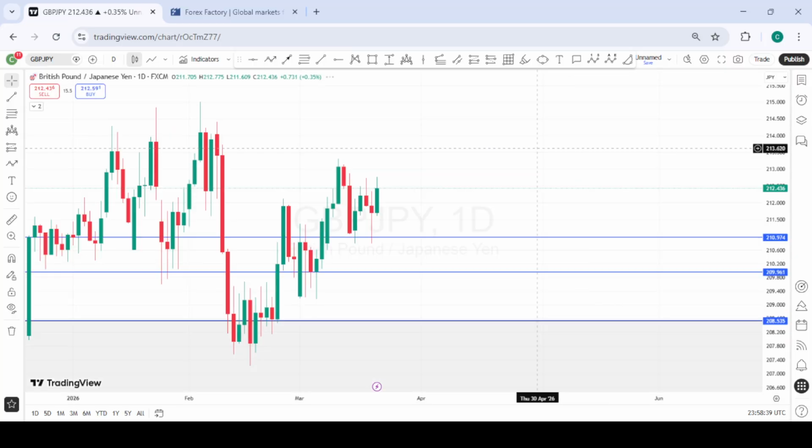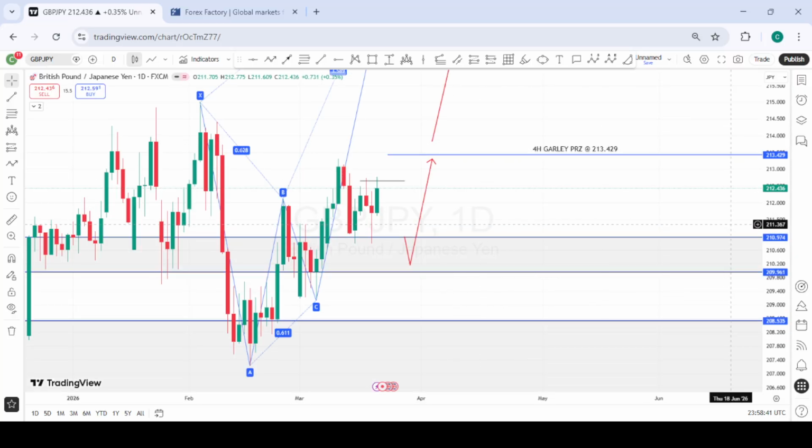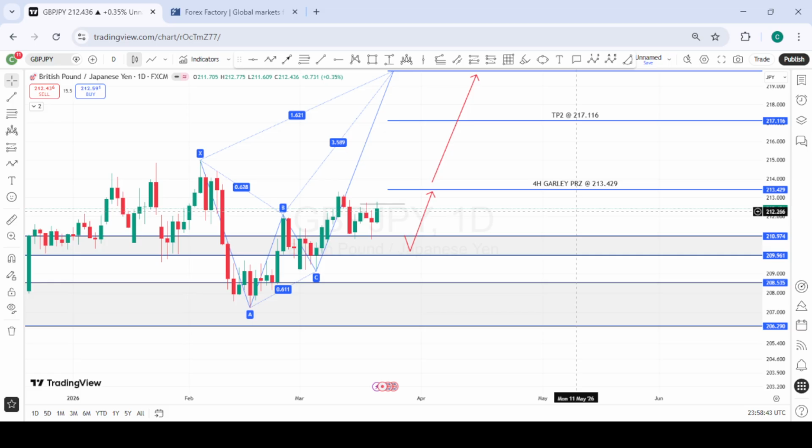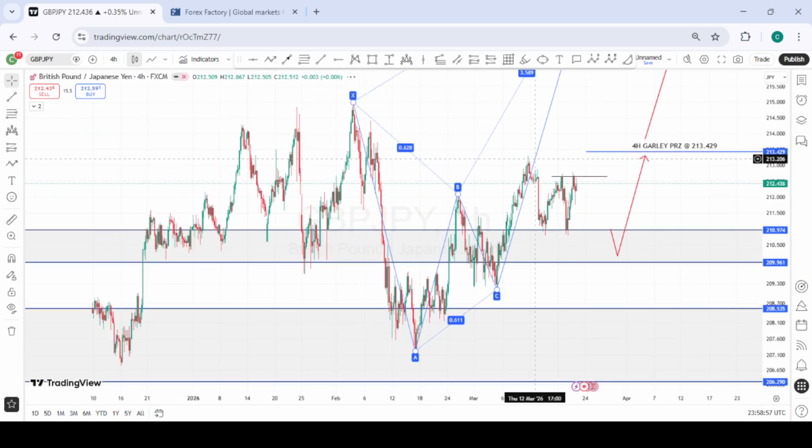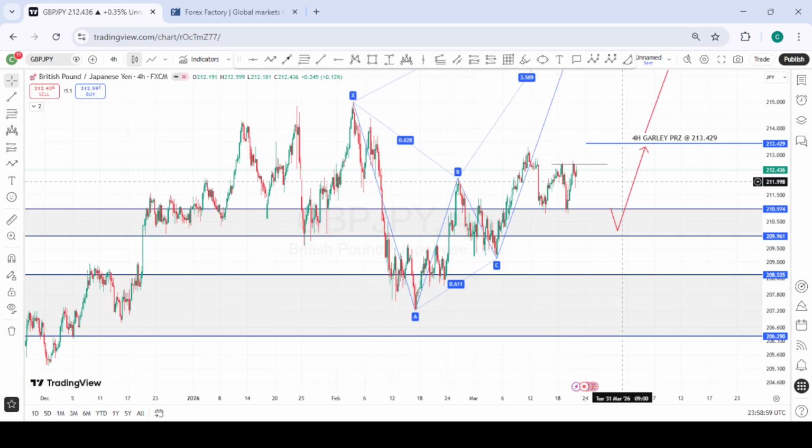We also have here GBPJPY. We had this position from last week, where we were anticipating that price was going to react from this zone. I think 2 weeks ago, we anticipated that price was going to pull back into this area of interest to give us some buying opportunities. And as you can see, price is currently forming something like a double bottom formation right here.